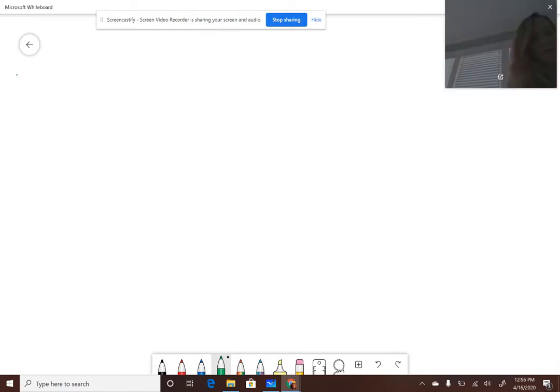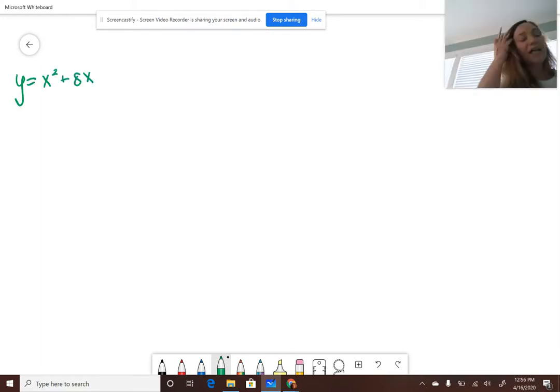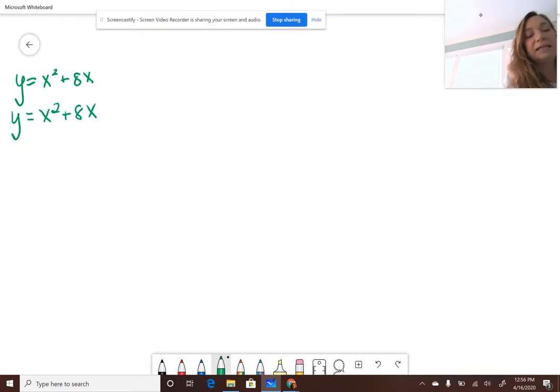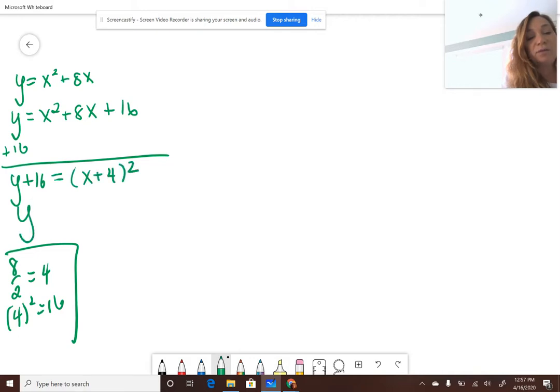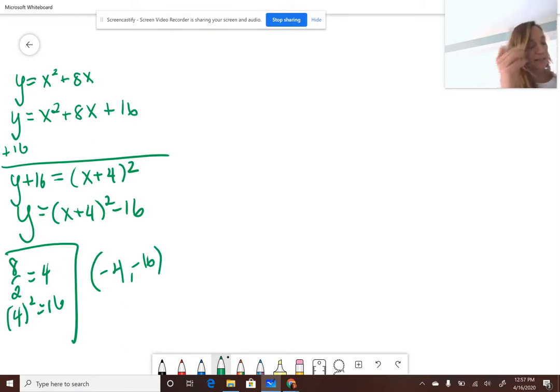Okay, so we have y equals x squared plus 8x. There's nothing to move, so I get y equals x squared plus 8x. Half of 8 is equal to 4, and 4 squared is equal to 16. So you add 16. Don't forget to add the 16 to both sides. So I'm adding 16. So that gives me y plus 16 is equal to x plus 4 squared. So y is equal to x plus 4 squared subtract 16. The vertex is -4, -16.